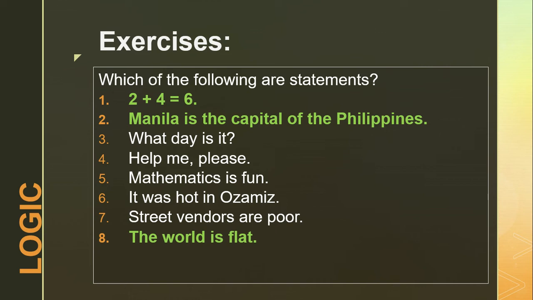Help me, please: we cannot say that it's true or it's false, so therefore it's not a proposition or statement. Mathematics is fun can be either true or false. For some, it's true; for some, it's false. So we cannot say that it's a statement.